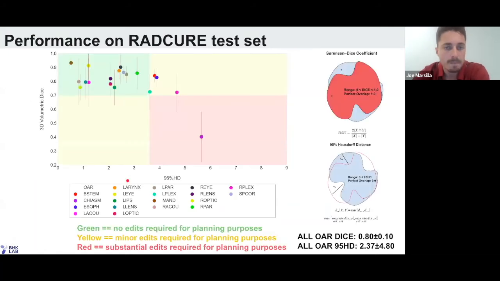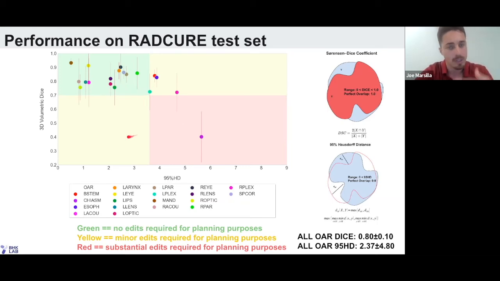Here is the performance on the RADCURE dataset, to show you what you should be expecting when you're segmenting organs at risk like this. I just want to focus on this green box area. Generally for inter-observer variability, if a contour lies in this green area, you could infer that it lies within the relative range of inter-observer variability between radiation oncologists. That's a DICE above 0.7 and a Hausdorff distance lower than 3.5 millimeters. This threshold will change depending on what organ at risk you are looking at.